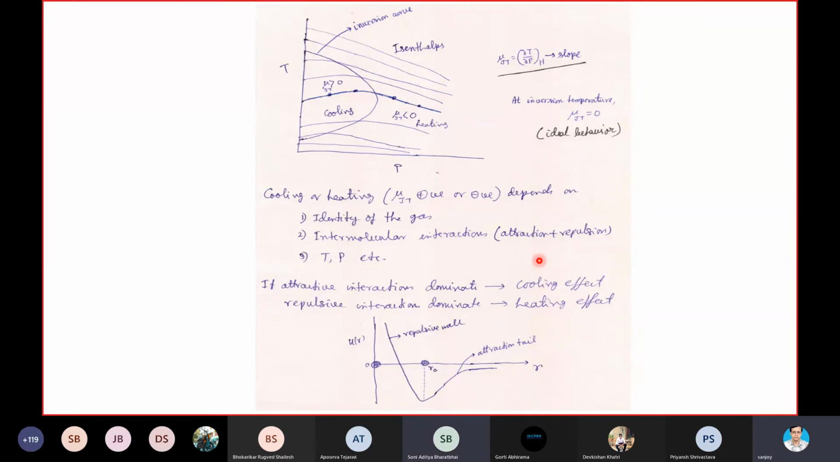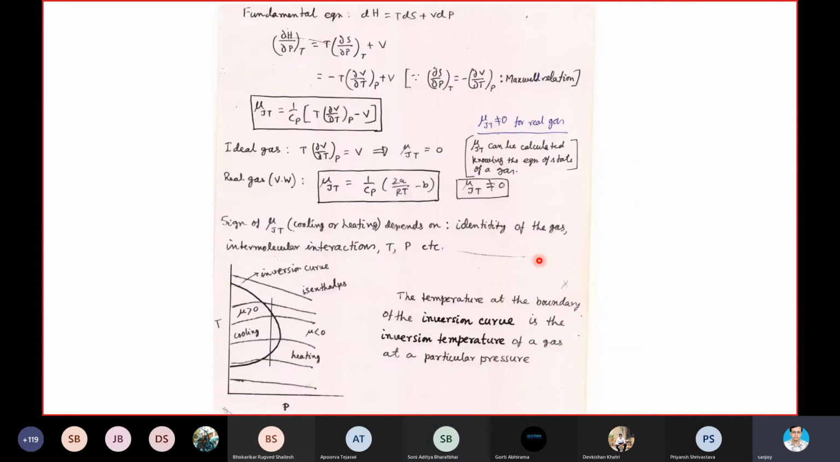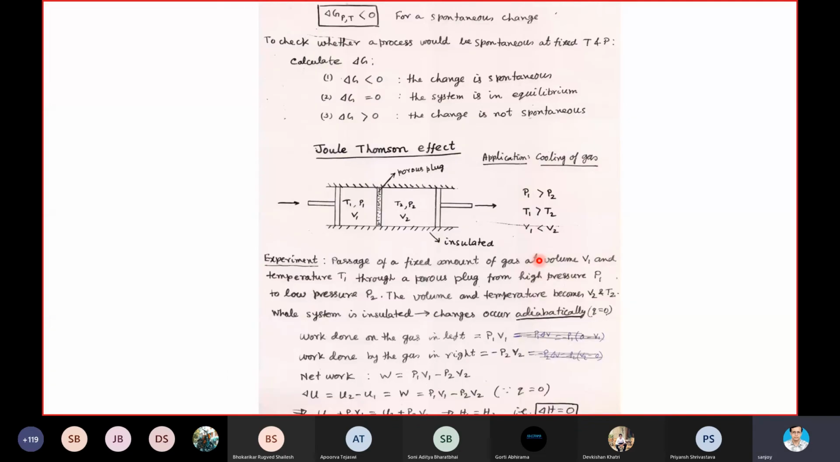Sir, I have a doubt in the second graph. Yeah, I will come back to it. Okay, you tell now, does anybody have any doubt? Because we have covered the Joule-Thomson experiment and all. Have you understood? Then I will go to the next.